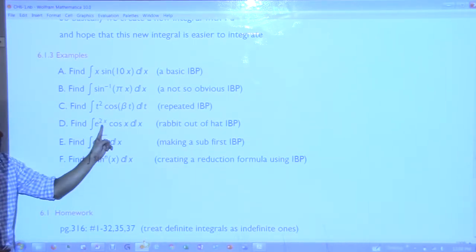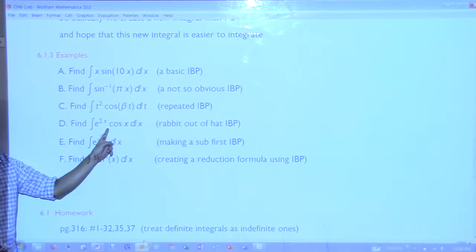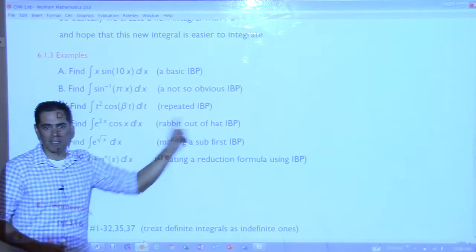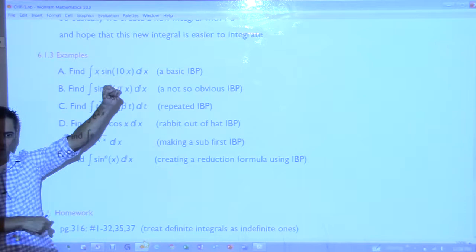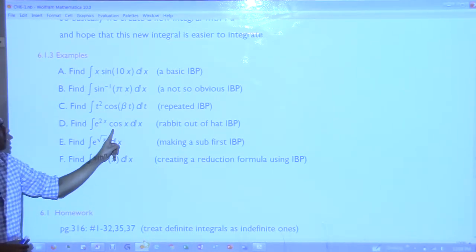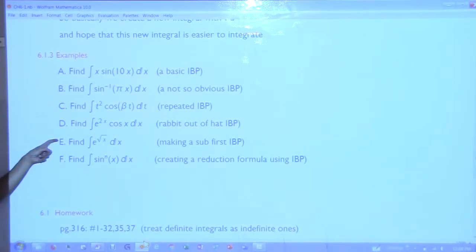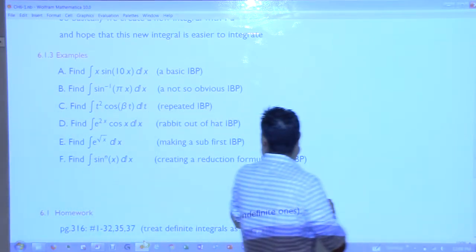Okay, how about this one? E to the 2x cosine x dx. That's like the one we just did. And I call it the rabbit out of the hat because all of a sudden it appeared on the other side, right? So that's kind of like the trick we use for something like this. This one we've done, that one we've done. We haven't done part B, E, or F. So let's look at B, something like that one.